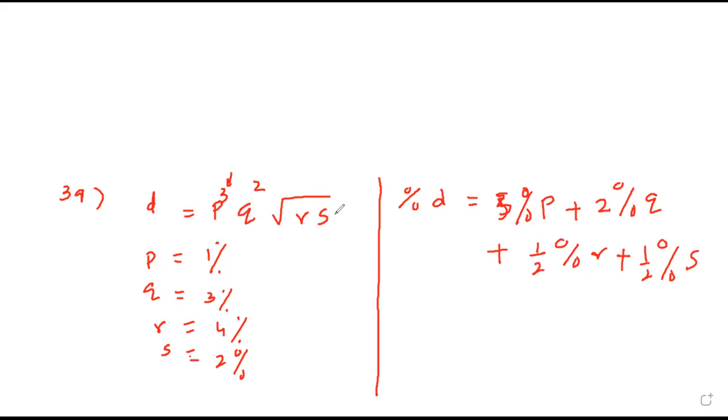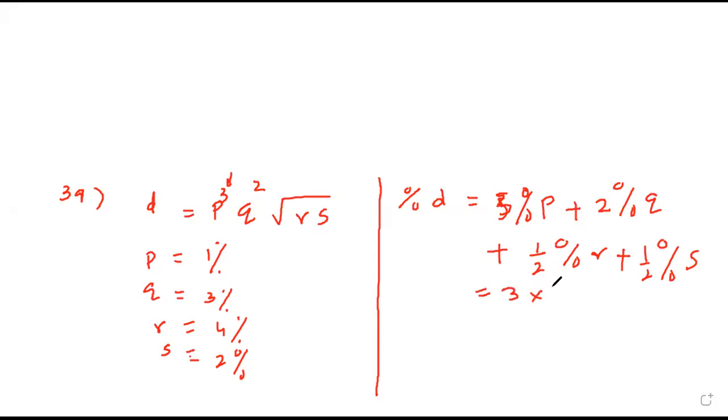Again I'm repeating: power becomes multiplier. Ganesh, followed? Tanmay, you have joined just now, and I have not taught you this topic, that's why I'm explaining. Power becomes multiplier in error, and all errors are added. So error in D will be 3 times error in P plus 2 times error in Q plus half of error in R plus half of error in S. I think every person followed.